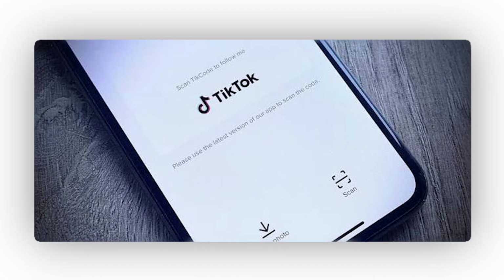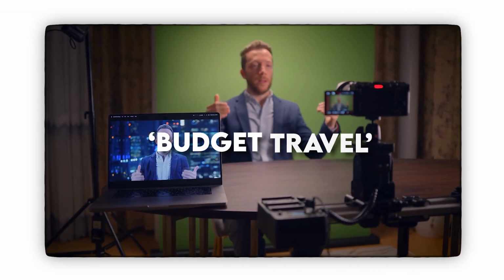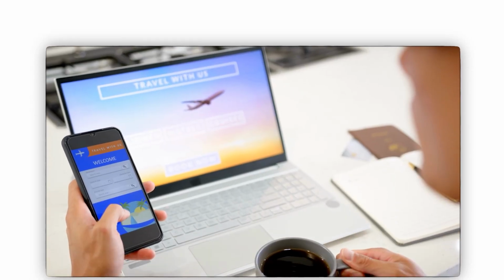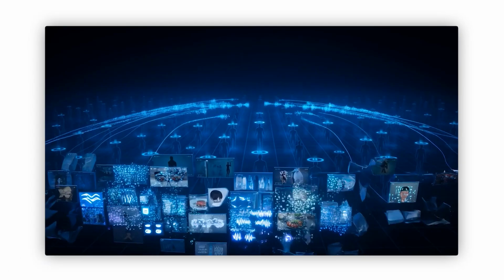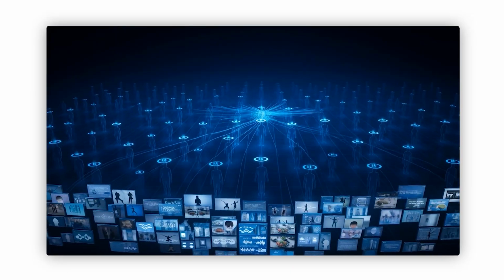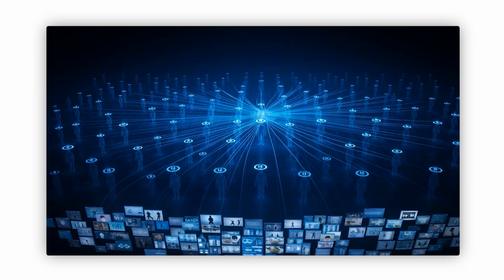It reads captions, transcribes spoken words, scans on-screen text, and even parses comments to understand what a video is actually about. That means a creator who says the words budget travel out loud in a video still surfaces in searches for budget travel. If you want to film content, you should know that the creators who rank well on TikTok are the ones whose content is easiest for the algorithm to understand.